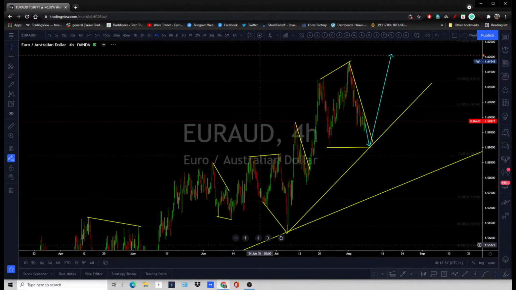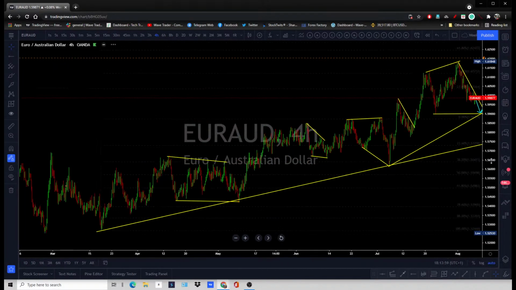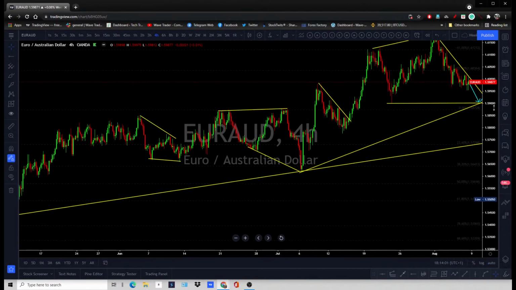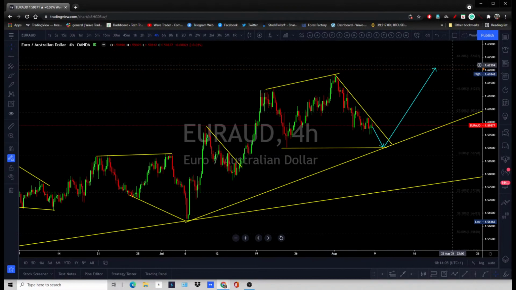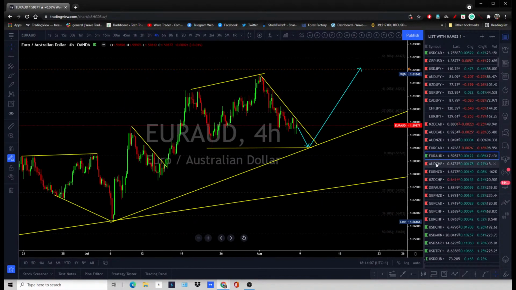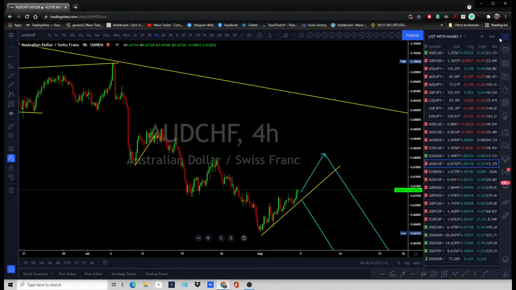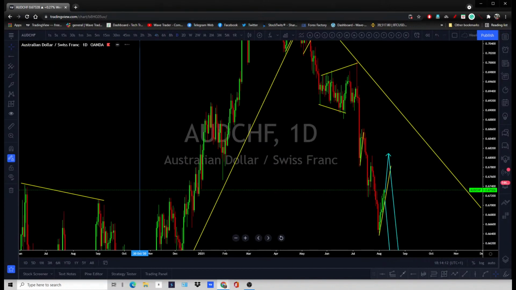So EURAUD is a good chart to watch. Simple analysis. Next, expanding triangle formation, so slightly tag that low and go back up for the next leg.